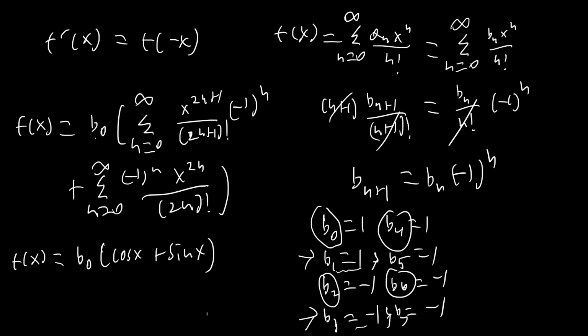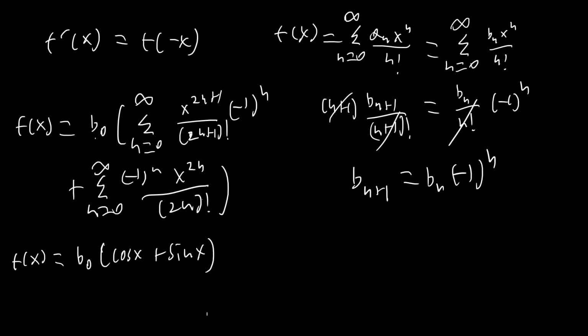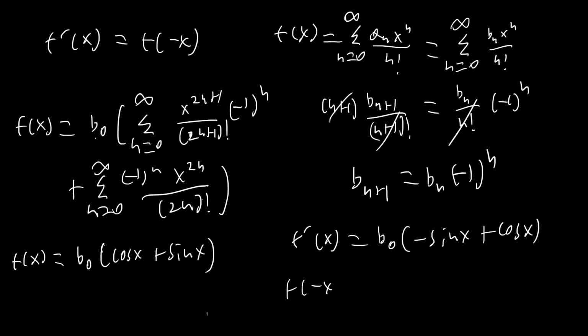And we can go ahead and plug in f prime of x, which is going to be b0 times, that's an integral sign, times negative sine of x plus cosine of x. And we can also look at f of negative x and see that this does indeed match up, because we're going to have cosine of x minus sine of x. So that, I think, is a pretty cool solution to a functional differential equation, but I have an even cooler one on the way.